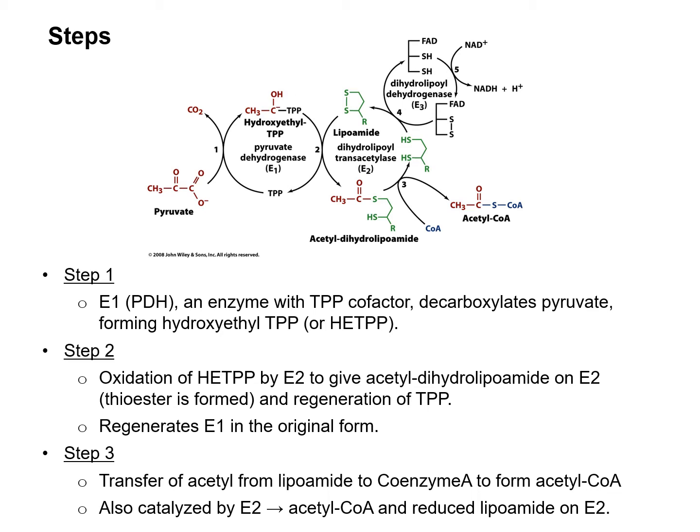In step 2, the oxidation of this HETPP happens by the E2 to give this acyl dihydrolipoamide from lipoamide. And it basically gets this acyl group and forms a thioester bond here. It also leads to the regeneration of TPP in E1. In step 3, which still happens in E2 and is catalyzed by E2, there's a transfer of the acyl group from the lipoamide to coenzyme A to form the acyl-CoA. And also, it produces this reduced lipoamide on E2.